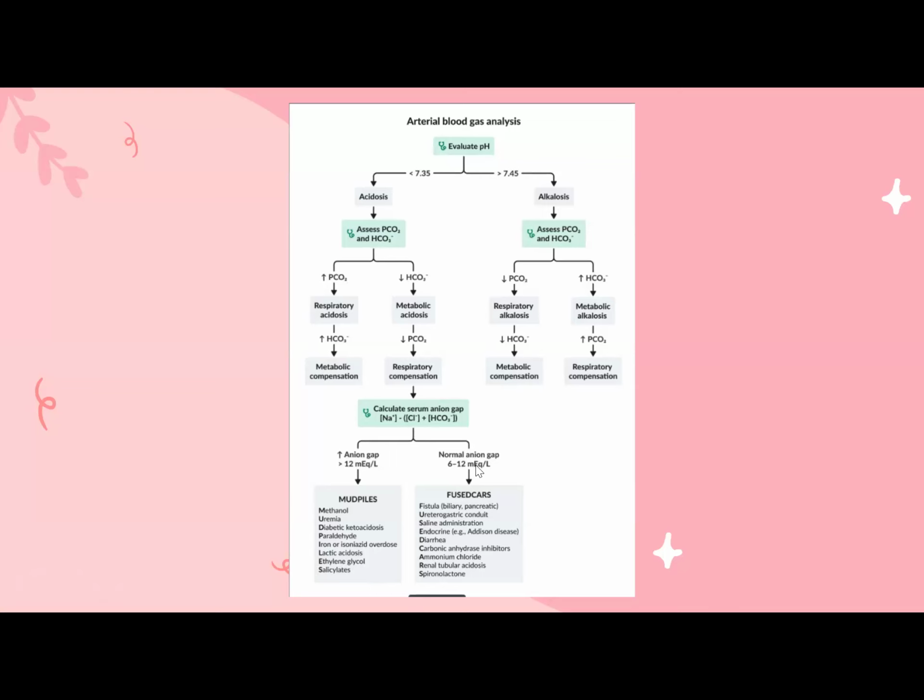And then lastly, if you were to have a normal anion gap, anywhere from 6 to 12, you have this mnemonic, which this one is not nearly as important as MUDPILES is, so I like definitely recommend you memorize these. And lastly, we have alkalosis, pretty much the same sort of thing, where you look at the PCO2 and you look at the bicarb. If the bicarb is high, metabolic, if the PCO2 is low, respiratory.